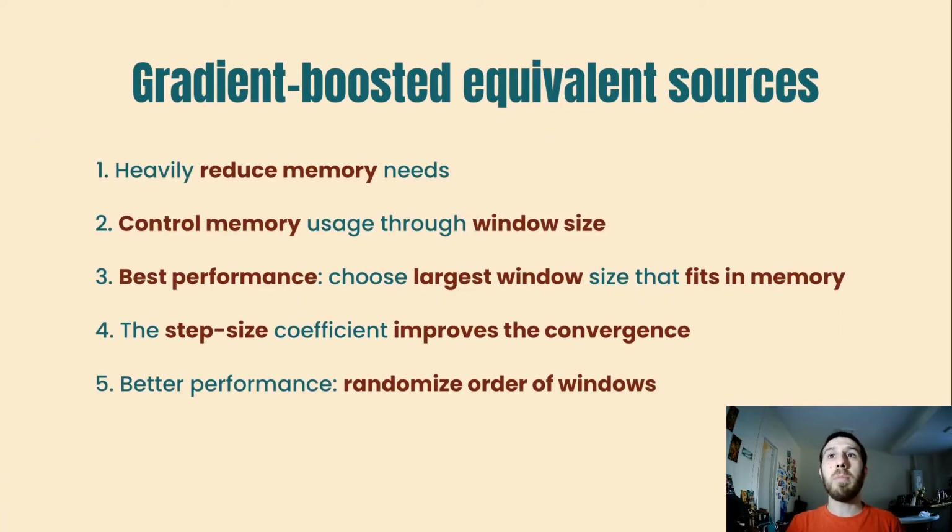We tested our new method against synthetic datasets and arrived at the following conclusions. The gradient-boosted equivalent sources heavily reduce the memory needed to interpolate large gravity and magnetic datasets. We can control the memory usage by changing the size of the windows, and we found that the best performance is achieved by choosing the maximum window size that fits into memory. The introduction of the step size coefficient helps to increase the convergence of our method, and we found better performance when the order of the windows is randomized.